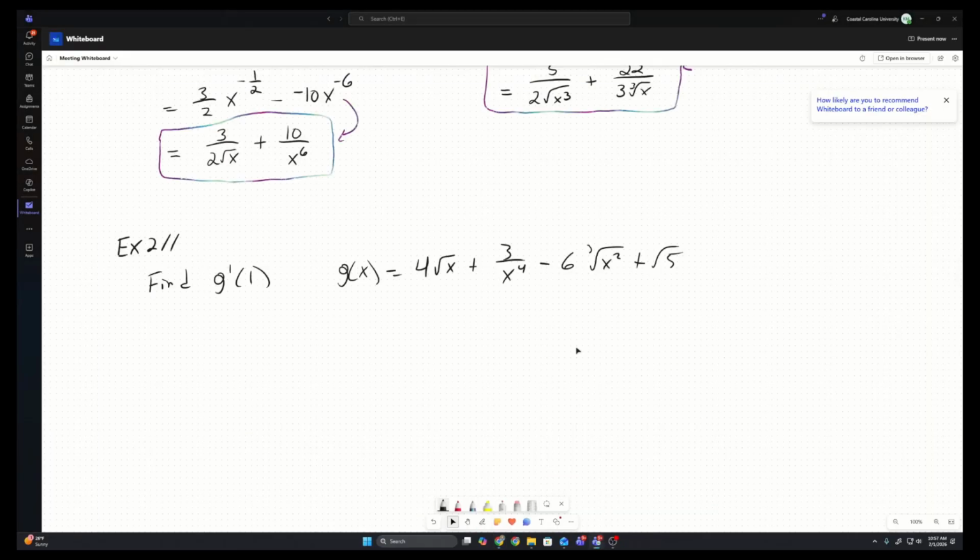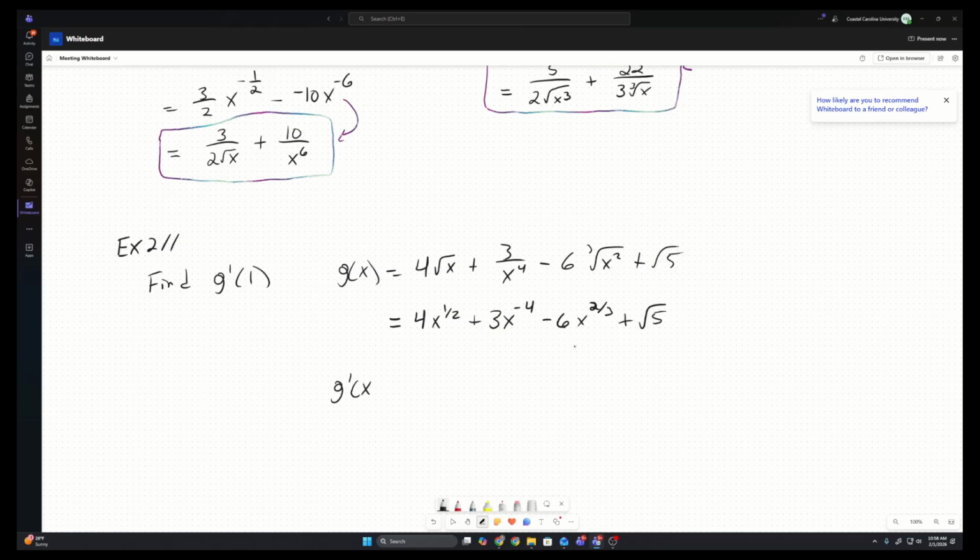Now, like the previous questions, I'm not going to use this exactly. I'm going to change all the x's to exponent form so I can actually use power rule. So it's going to be 4 times x to the 1/2 plus 3 times x to the -4, and then minus 6 times x to the 2/3. And I'm going to just leave the square root of 5 alone because that's just a number.